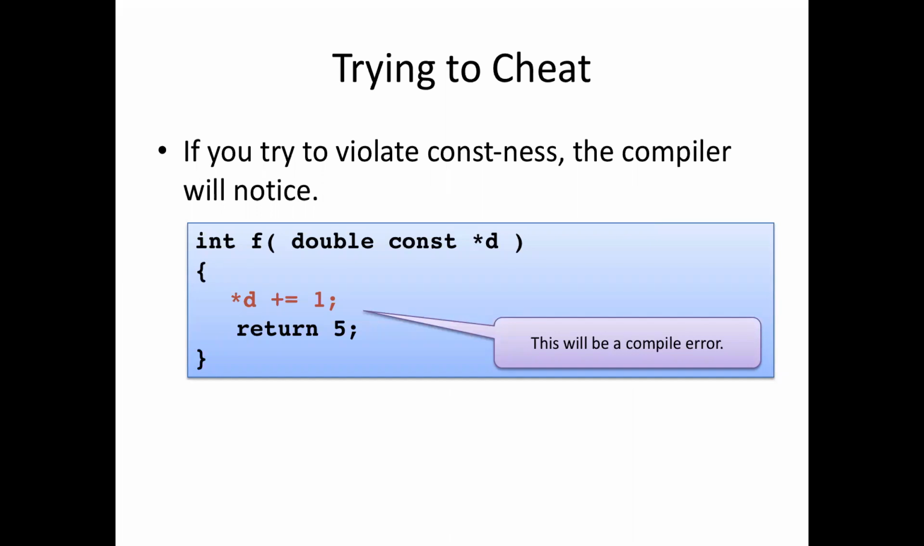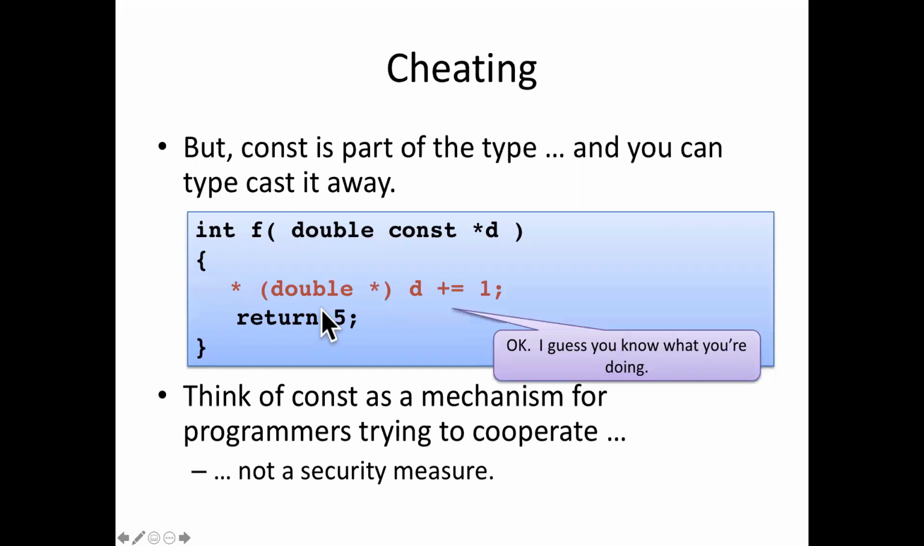This is what I'm talking about. If you call a function and it says, I promise not to change the value this pointer points to, and then you sneak in and try and change it anyway, the compiler will catch that and complain about it. But you can cheat if you want, and I kind of hinted this a moment ago.